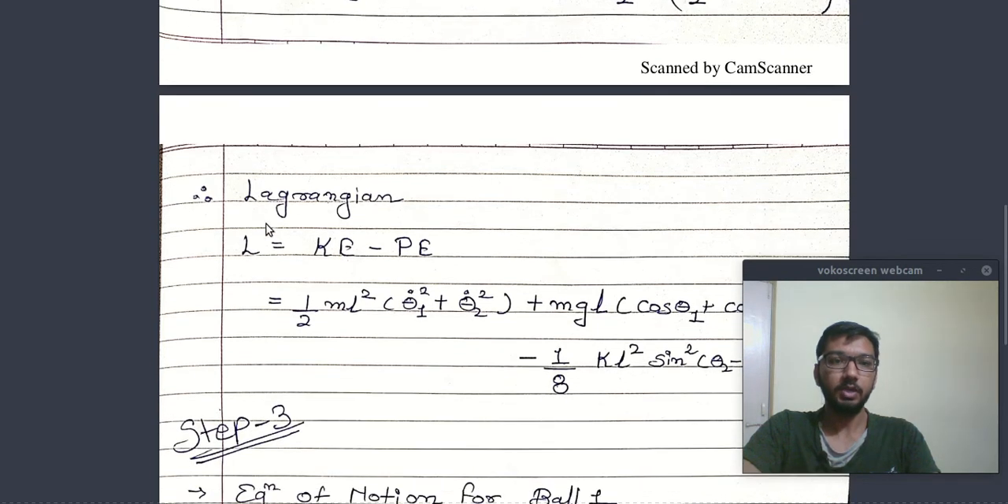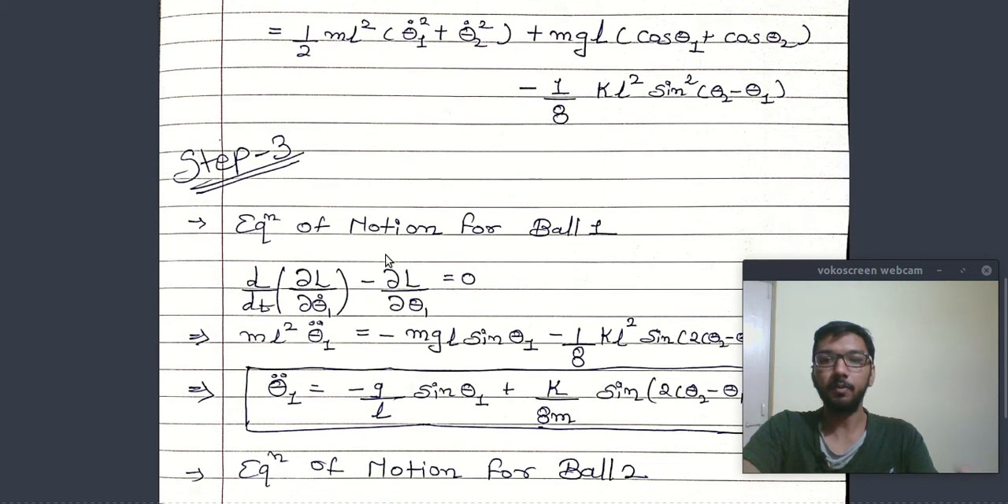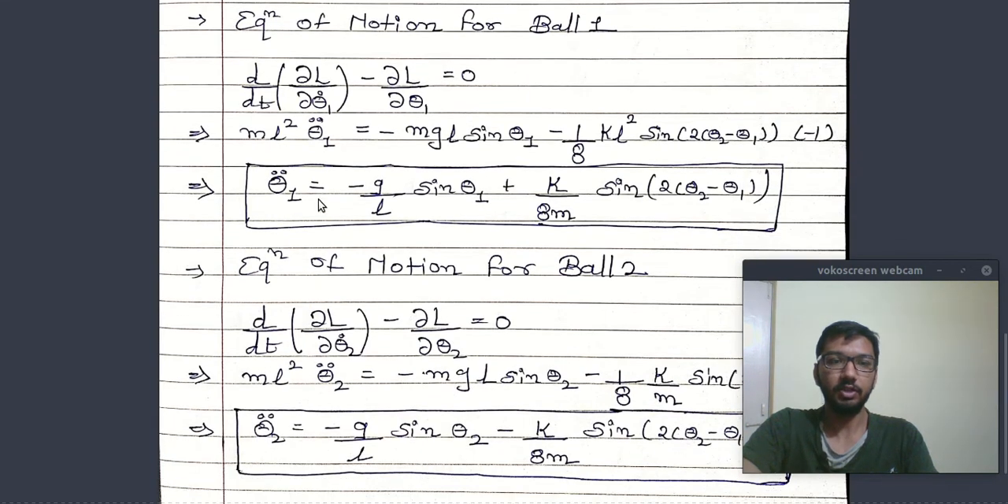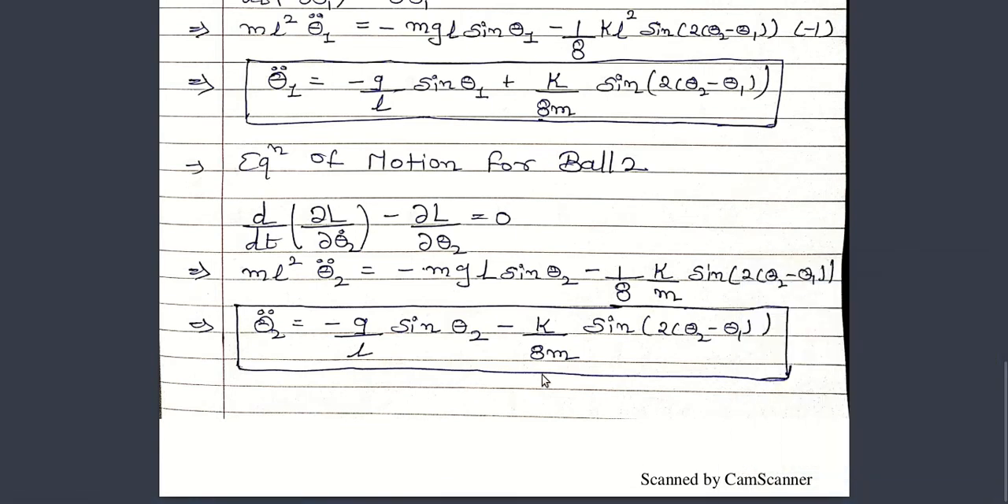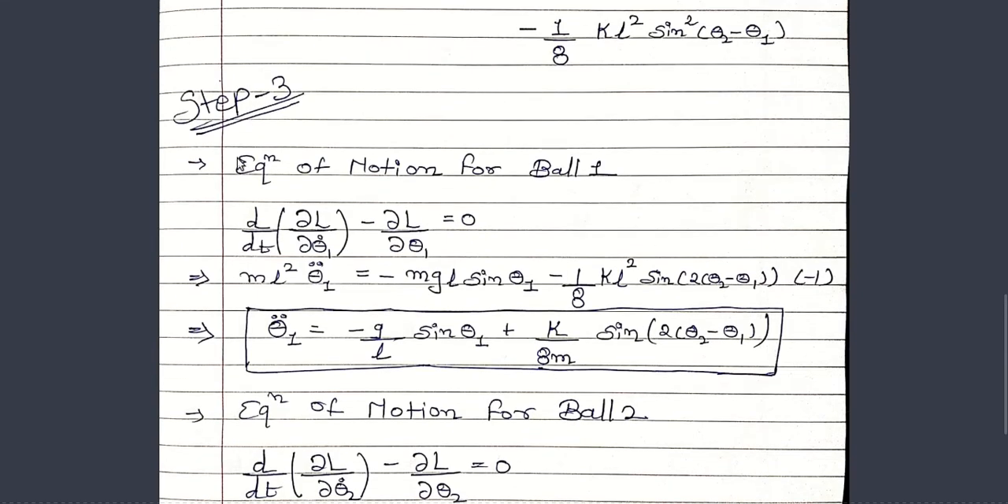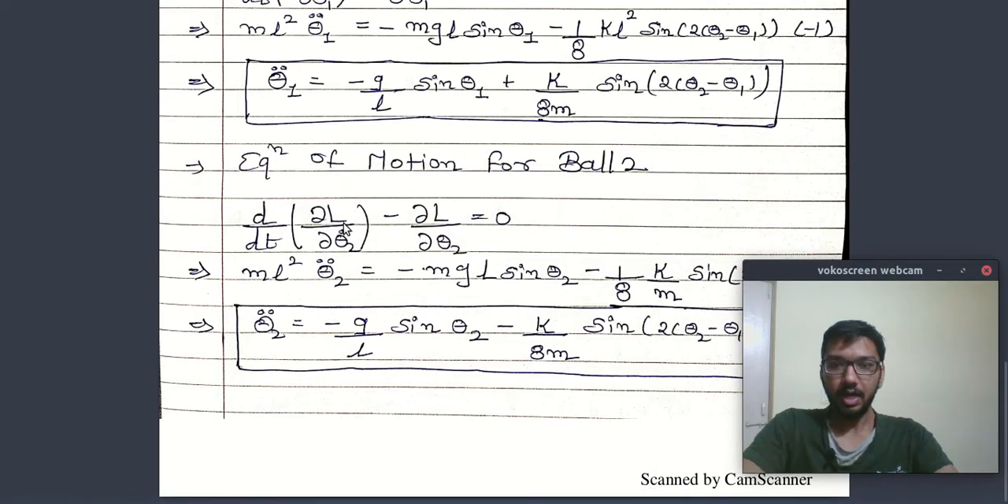Now as we all know, the Lagrangian is kinetic energy minus potential energy, so we have this equation, and from the Lagrange's equation of motion we have these two equations: theta 1 double dot is equal to this thing and theta 2 double dot is this thing. Now you can see here, these two are the equations, and you must notice that this is our final step, which is step 3. Okay, so now we are going to code these two equations.